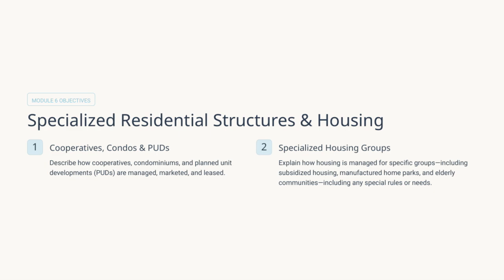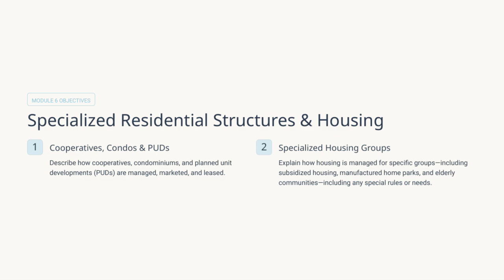Now, let's look at how housing is managed for specific groups, including subsidized housing, manufactured home parks, and elderly communities. These groups often have unique rules or needs to ensure they receive appropriate support and accommodations. For example, subsidized housing aims to make living more affordable for those with limited income, while elderly communities might have special facilities or services tailored to senior residents. Similarly, manufactured home parks require specific management to maintain the community and ensure safety standards. Recognizing these differences helps us better understand the diverse needs within housing management.